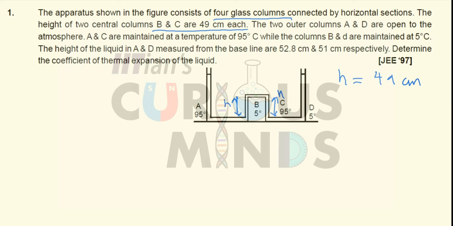The two outer columns A and D are open to the atmosphere. A and C are maintained at 95 degrees Celsius. This is column B, this is column C, this is column A, this is column D. So A and C are maintained at 95 degrees Celsius, while the column B and D are maintained at 5 degrees Celsius. The height of the liquid in A and D measured from the baseline is 52.8.